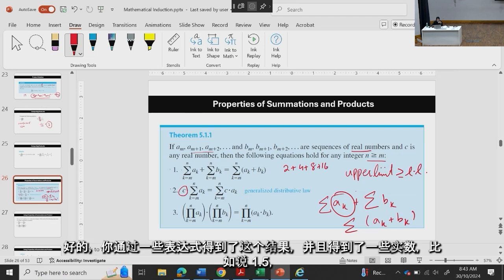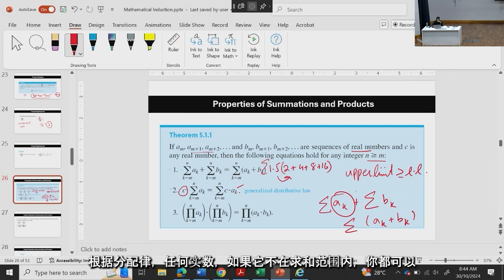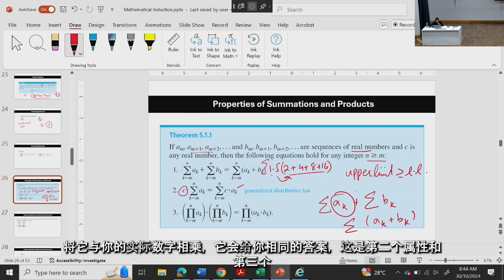Okay, you got this as a result of some expression, and you have some real number, let's say 1.5. It will give you the same answer. So this is a simple representation of this. This is the distributive law. Any real number, if it is outside the summation, you can simply bring it inside the summation. Calculate the sum of the numbers, the integers, and then multiply it with your real number. It will give you the same answer.